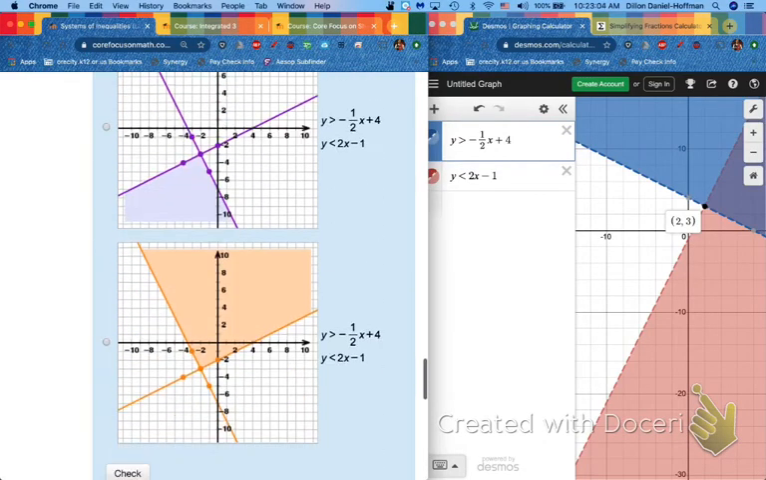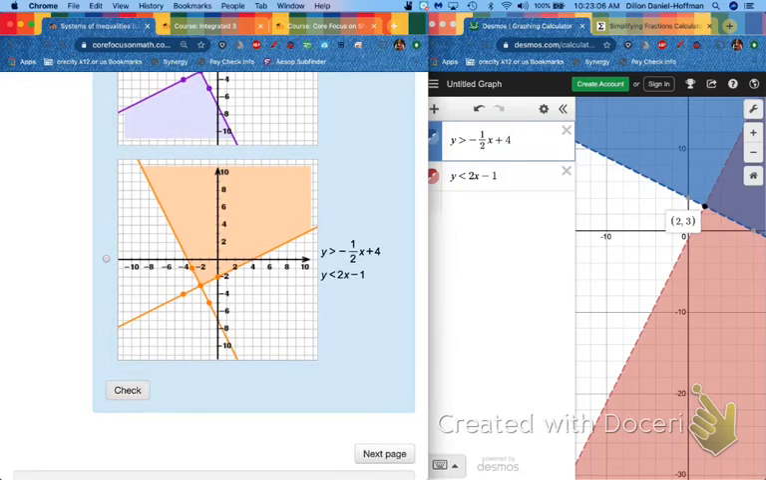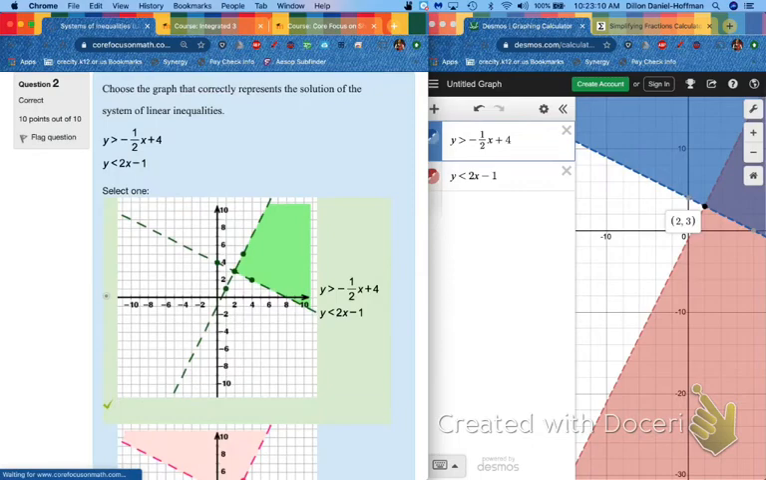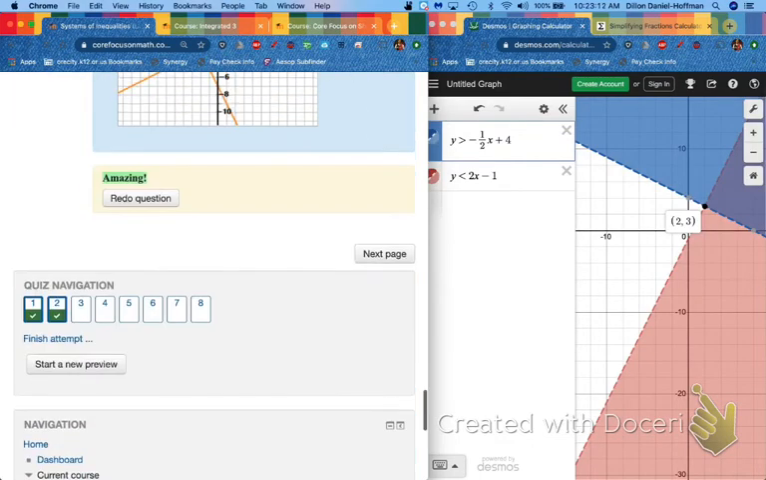Left, down, up. No, it's got to be the first one. All right, so the first 2, I got the first one for them. If I remember right, you might have the same thing.